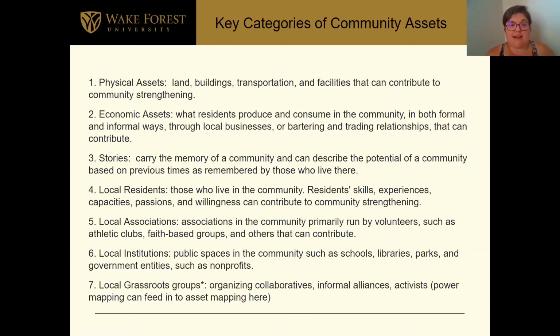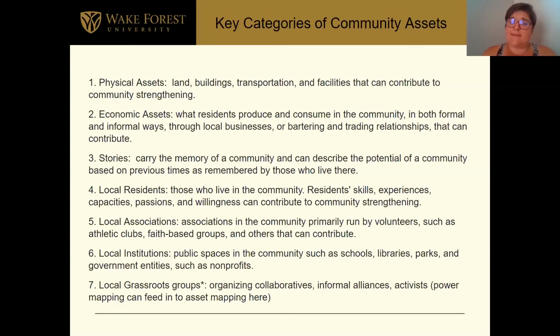Local residents are a key asset. Those who live in the community, their skills, experiences, capacity, passion, and willingness to contribute. Local residents are often a key touchstone in discussions of asset-based community development. Everything kind of falls apart in the asset-based community development framework without people power. Similarly, local associations like athletic clubs, faith-based groups, and social organizations.